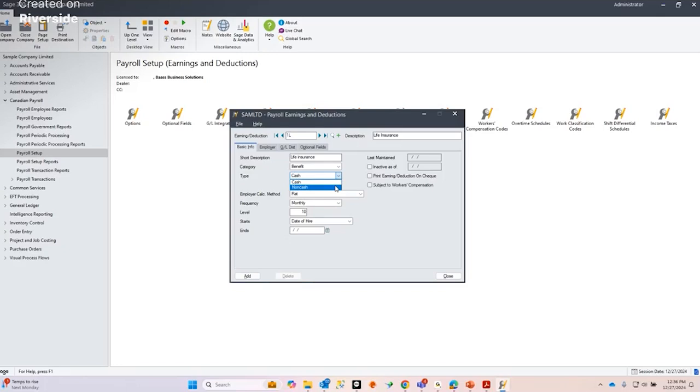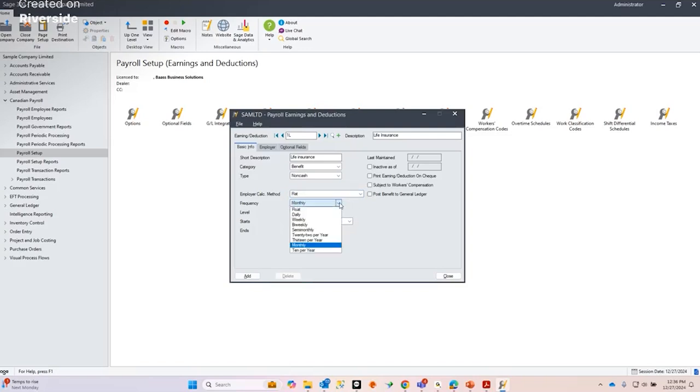So for life premium, where the employer is paying part or full premium, it would be a non-cash. Then you have to determine whether it's a flat amount or whether you are paying it based on a percentage of a rate table. Most commonly, life insurance is a flat amount, but sometimes it's a percent of another code, for example, 50% of what the employee pays. But for this sample, we're going to say it's a flat amount.